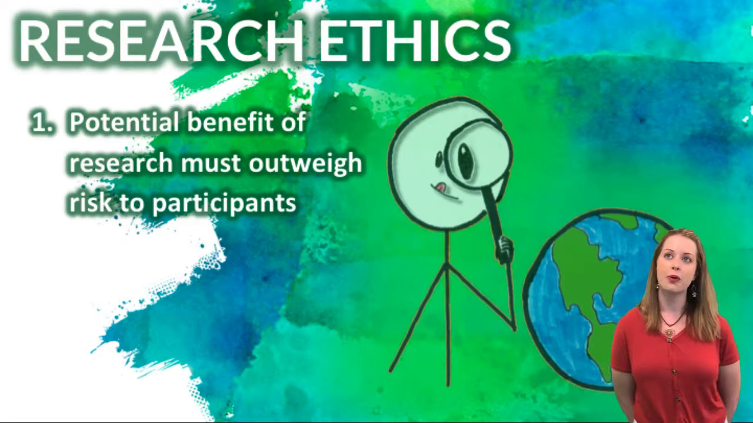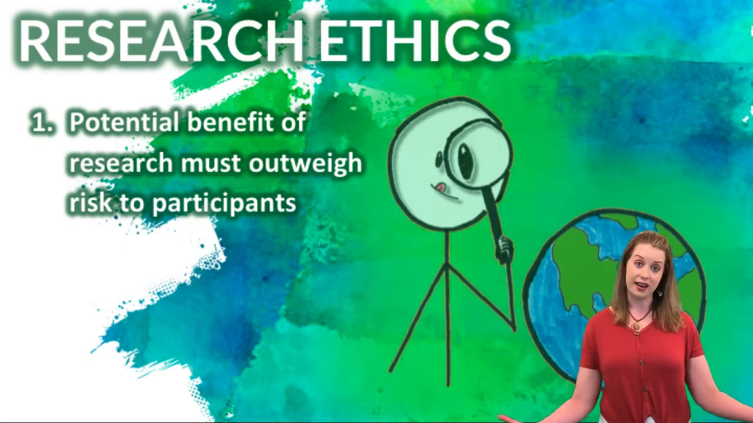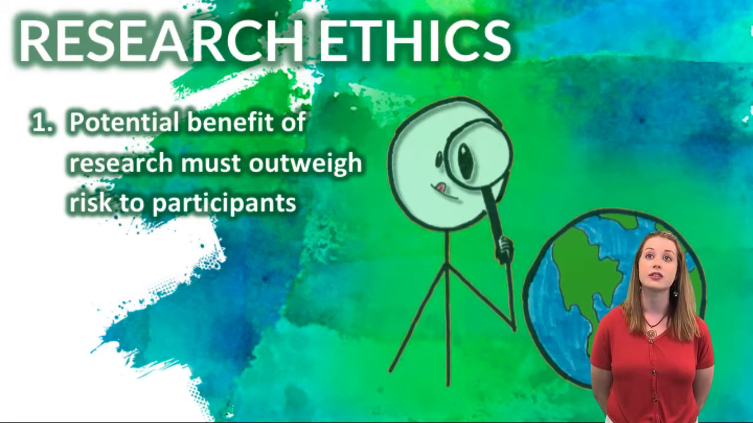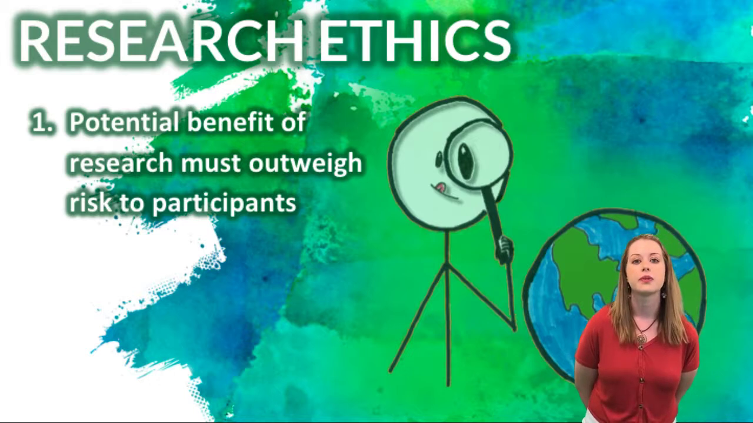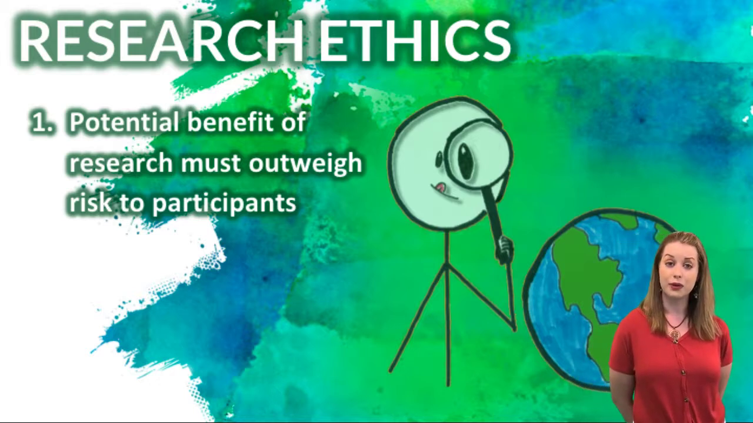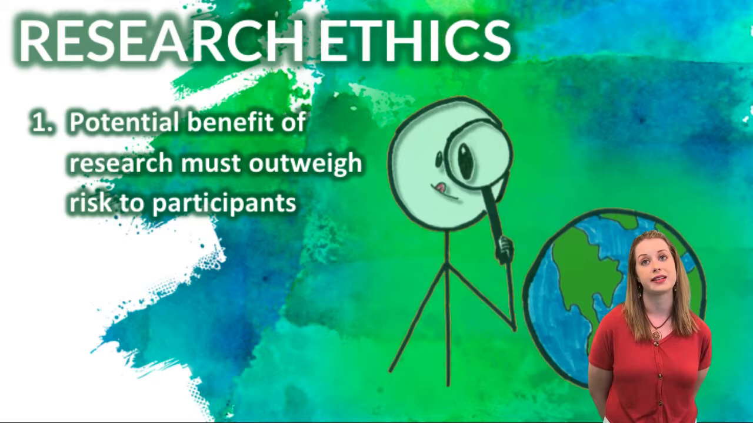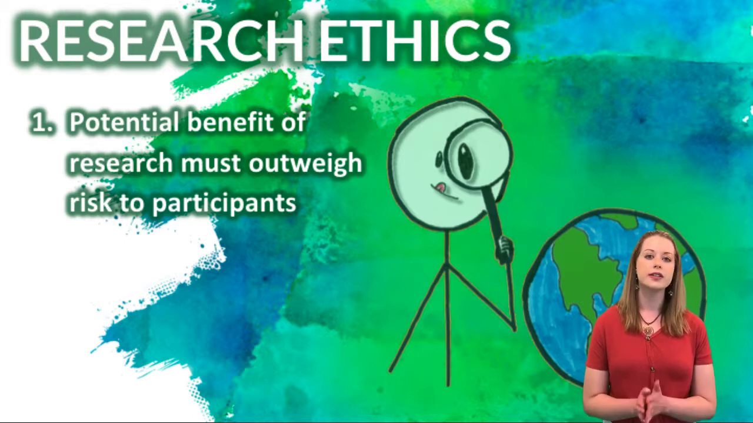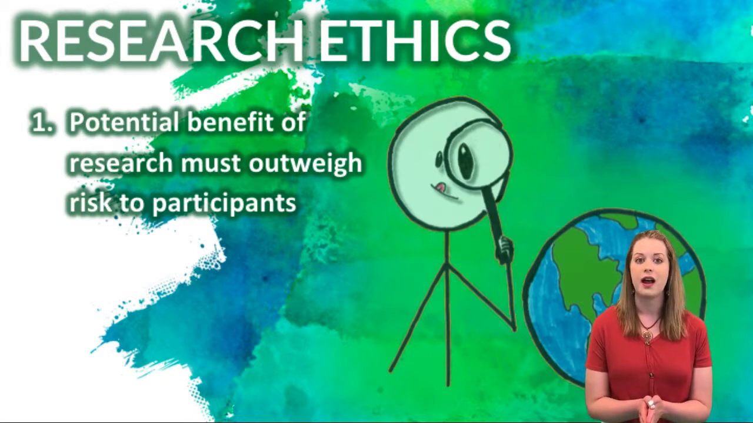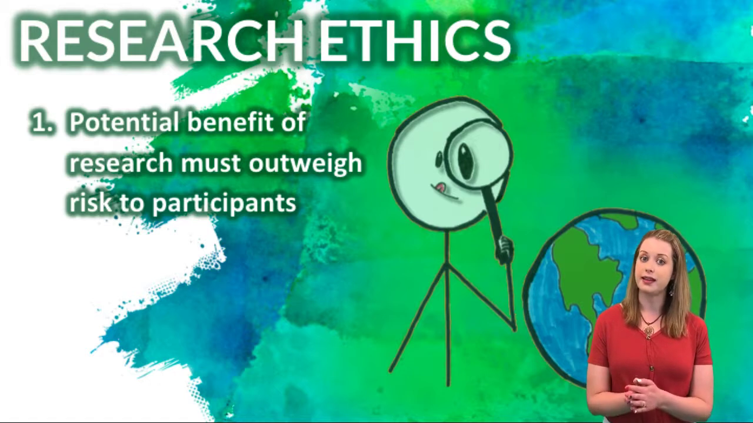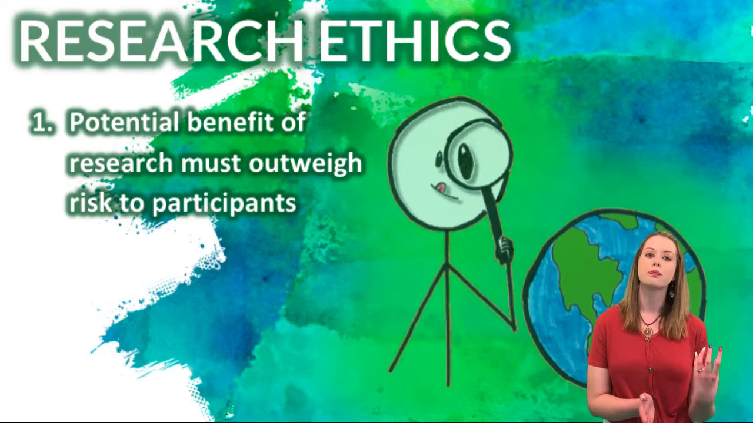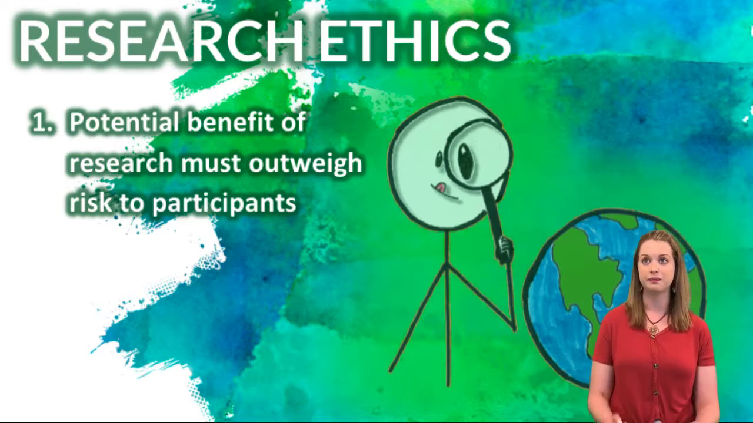So it's really important that sociologists and all scientists adhere to standards of ethics. So the potential benefit of the research must outweigh the risk to participants. So what this means is, when you're going to do research and you're going to use human subjects, you have to make sure that you're not going to cause trauma or harm. And if you do, that the research outcomes are more beneficial than the risks.